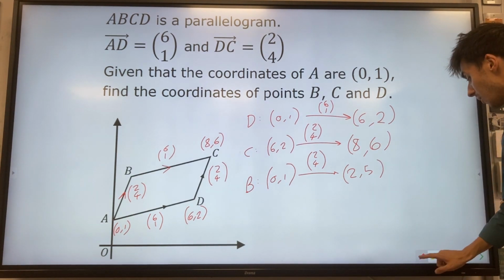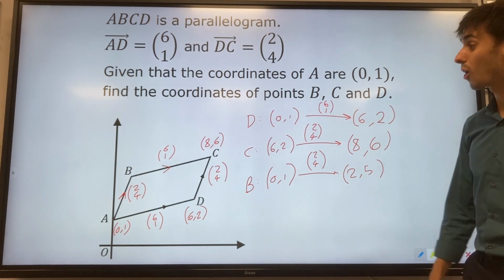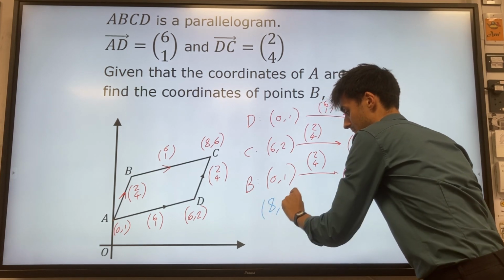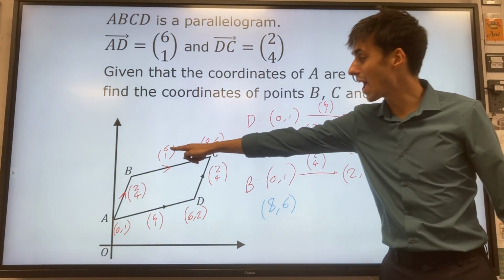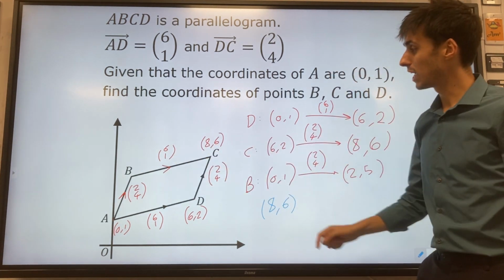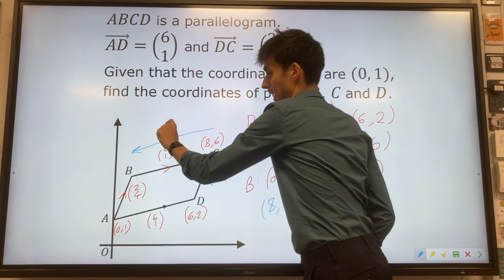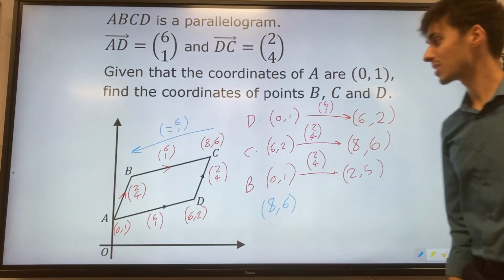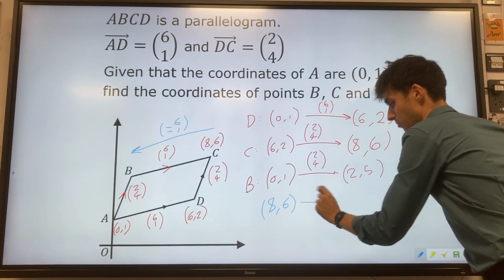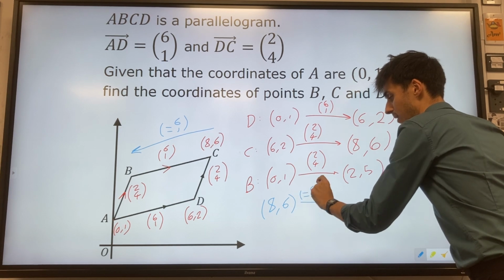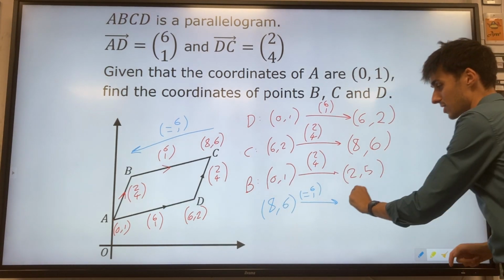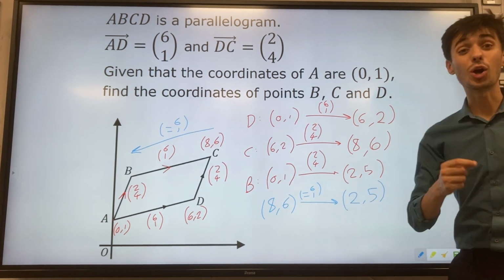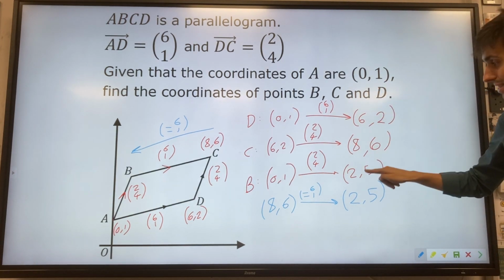We've got also another sneaky way of checking if that's right, because we could look at our coordinate for C. So we could look at (8, 6), and we want to take away this vector, (6, 1). If we go back this way, it would be (-6, -1), going the opposite direction to get to B. So let's see what happens if we do that. Go from (8, 6), do (-6, -1). Well, 8 take away 6 should get us 2. 6 take away 1 should get us 5. Again, agree with those coordinates. That's B, C, and D.